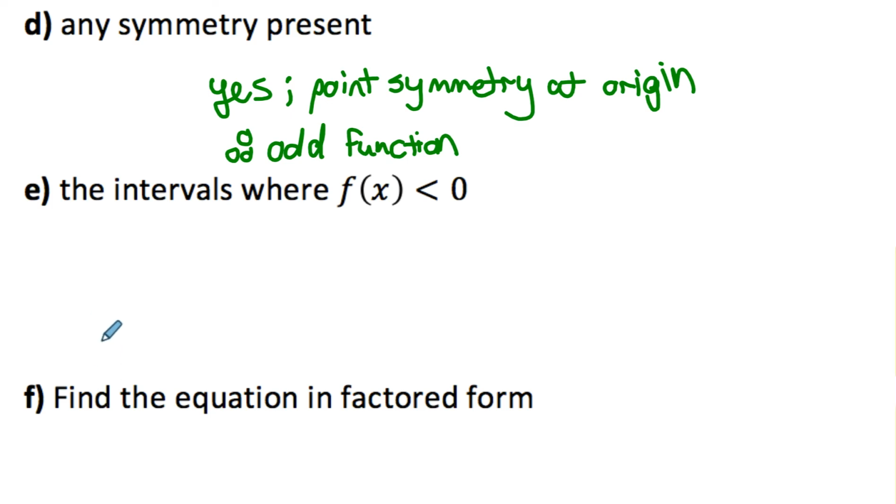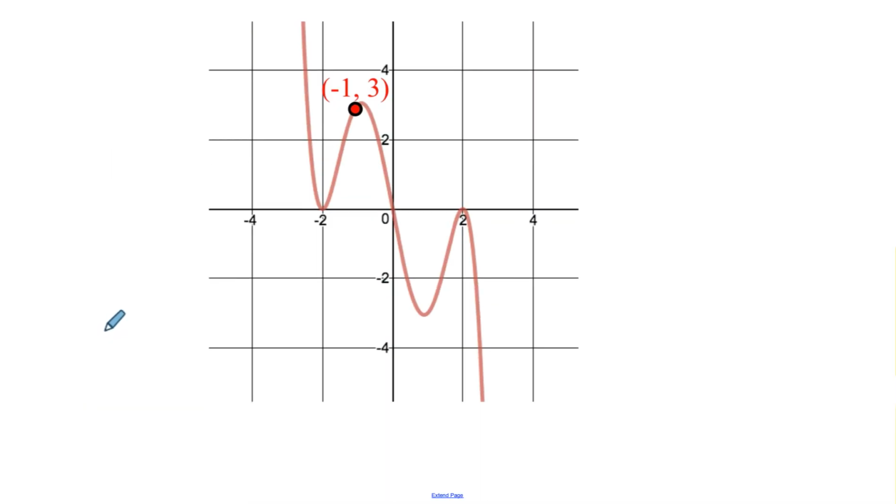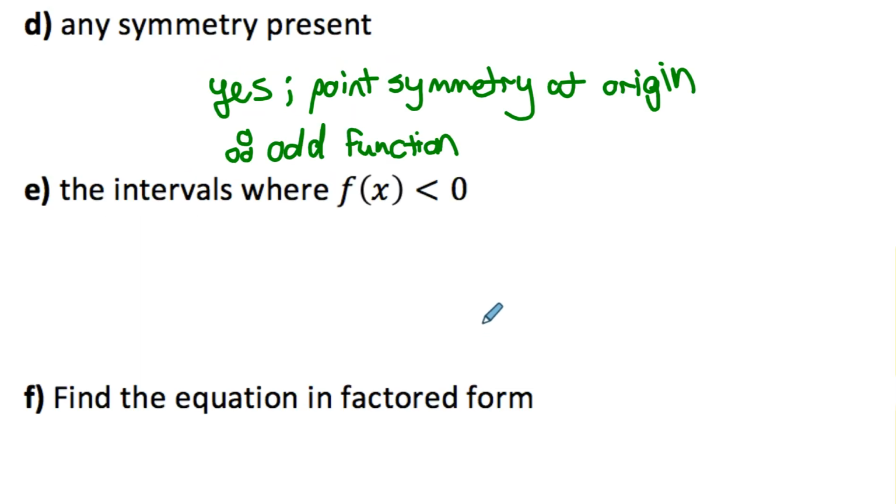Part E says the intervals where the function f of x is less than 0. So when is the function below the x-axis? Let's look. It's below the x-axis right here in that interval between 0 and 2, and then also after 2. So in that whole section of the graph, the function is below the x-axis. Now at 2, the function is 0, which is not negative. It's not less than 0 at 2. So when I describe the interval, make sure I only say from 0 to 2, or from 2 to infinity.